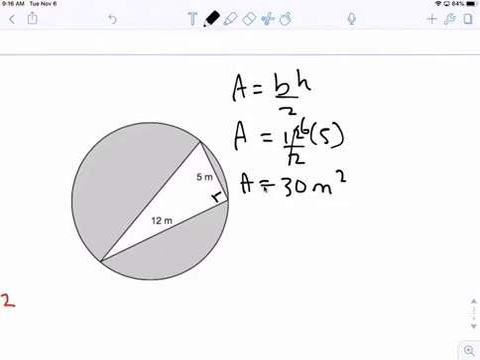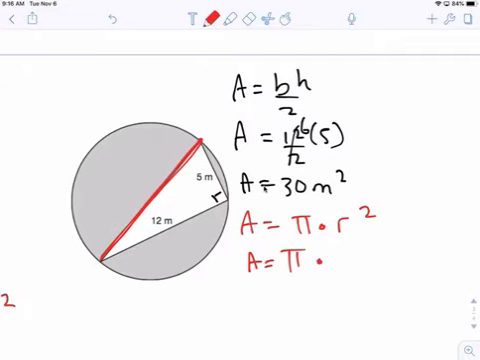Okay, area of the circle. Area of the circle is pi times radius squared. This is the diameter of the circle. It cuts it in half. So area equals pi times, we don't know what the radius is. Okay, let's find the radius by doing the Pythagorean theorem to find the diameter.